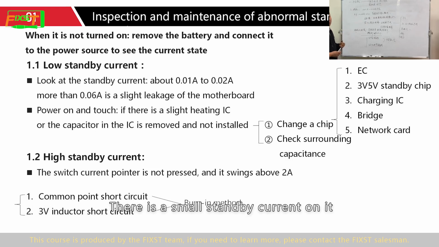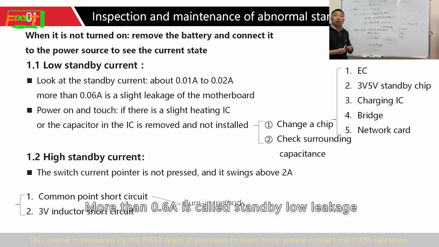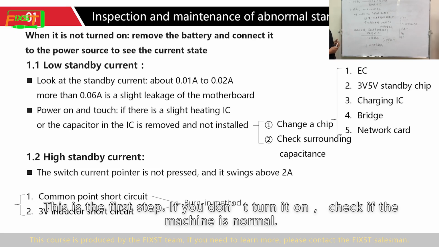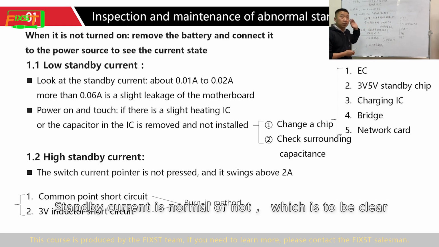There is a small standby current on it. More than 0.6 ampere is called large standby leakage. The point must be clarified. This is the first step: if you don't turn it on, check if the machine is normal, whether the standby current is normal or not. This must be made clear.